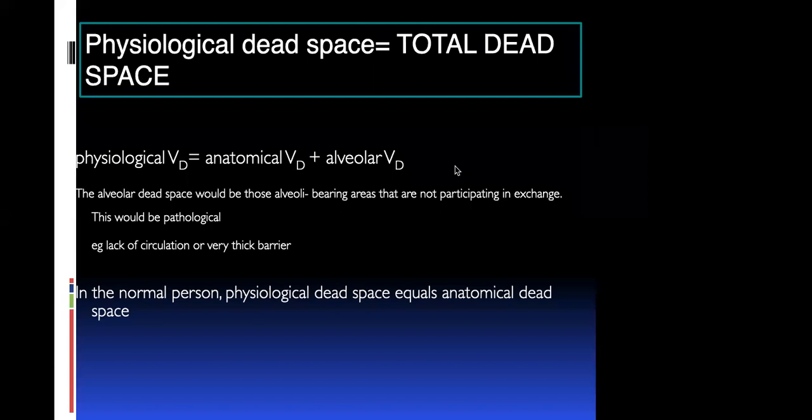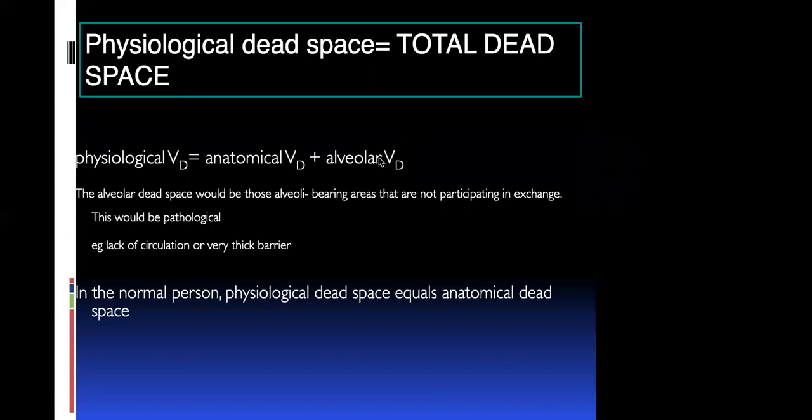Now, why should that be happening? The reason is that the alveoli may be diseased. They may have a very thick barrier. Maybe there's inflammation, or they're full of fluid, or there's no circulation to carry the gas away. So alveolar dead space is a disease phenomenon.